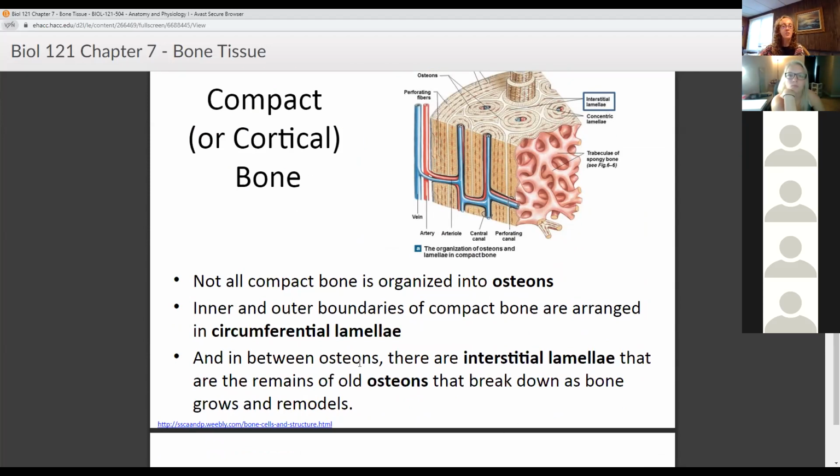Inner and outer boundaries of the compact bone are arranged in what are called circumferential lamellae. So inner here, outer here.